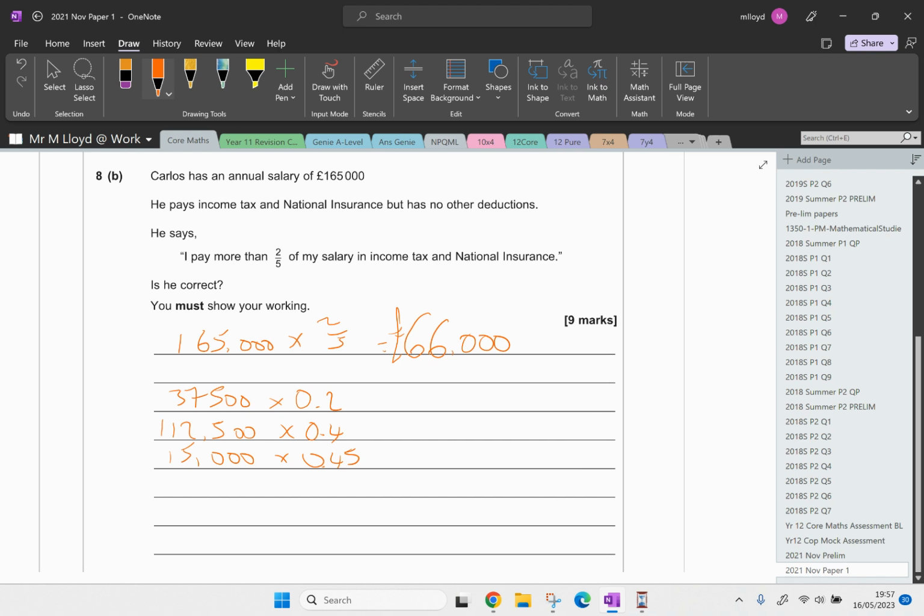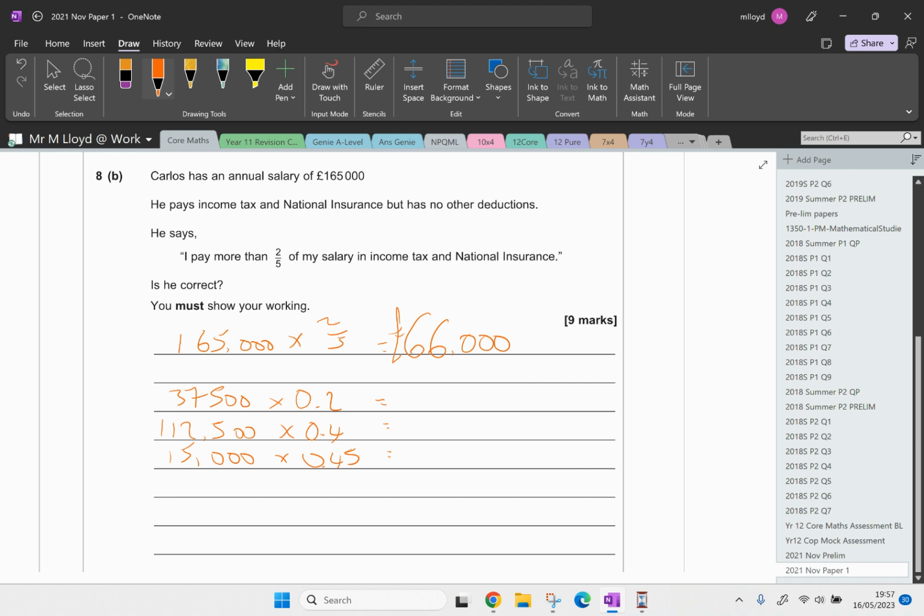I just want to check that we're okay. 37,500 plus 112,500 plus 15,000. Good. I want to check that adds up to the total. Otherwise, I'm going to be doing myself a disservice here. It's got to add up to that salary. If you were checking it and there was a personal allowance, you've got to add it all up and then add the personal allowance on, and that should make that salary to begin with.